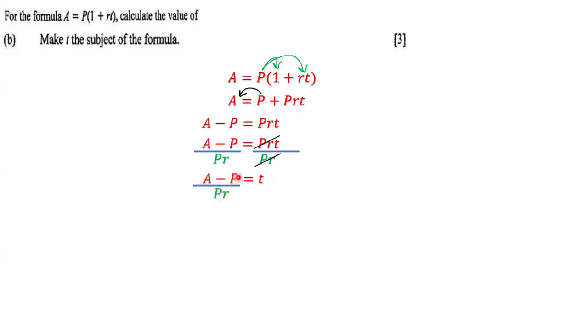All right, so that's what T is. T is equal to A minus P all over PR. And so what that means is that when we switch the sides, we get that T is equal to A minus P all over PR. And that's the answer to this question.